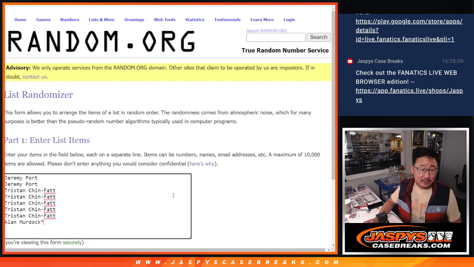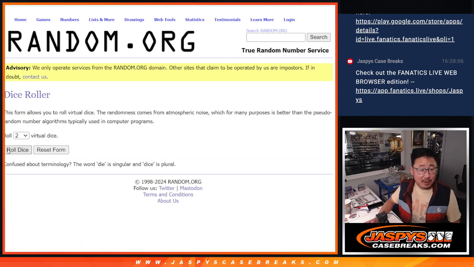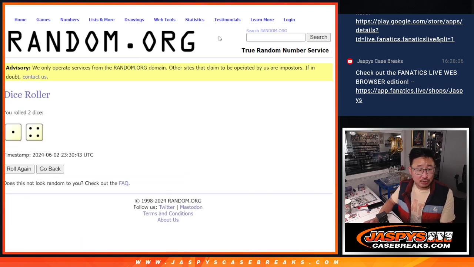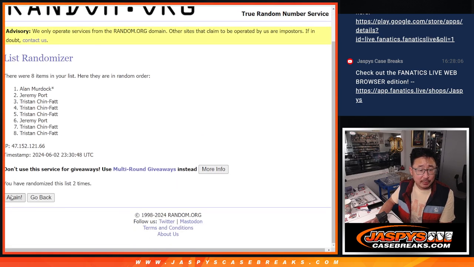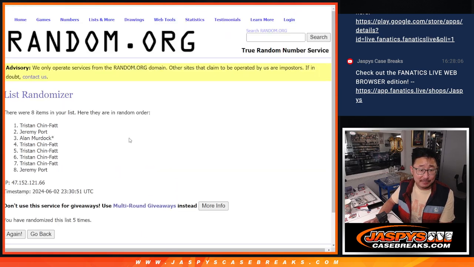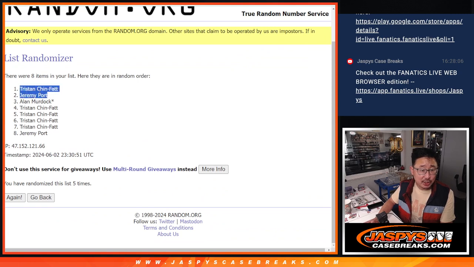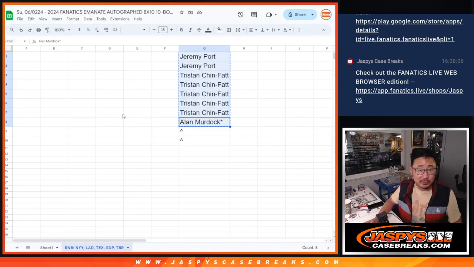New dice, new list, top two. After five, we'll get extra spots. One and a four, five times. One, two, three, four, and five. We got Tristan and Jeremy. Little buy one, get one for you two.